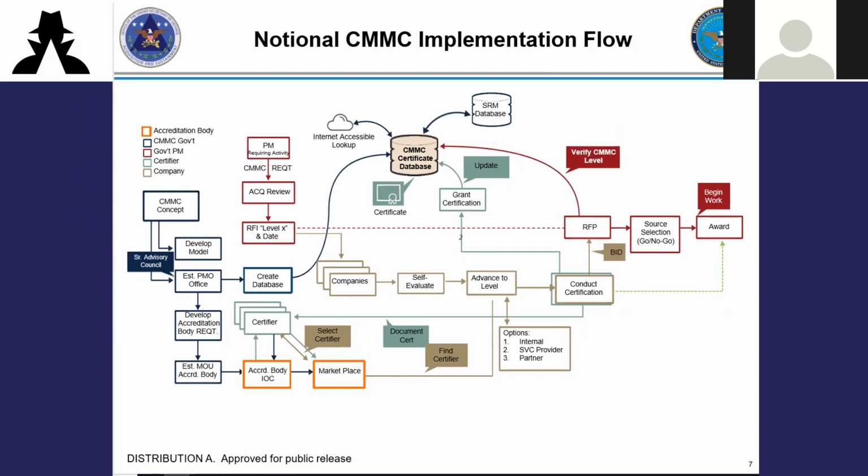The actual RFI dates are still to be determined to a certain extent. If you see down in the bottom left corner, it looks like they're going to have a marketplace for certifiers as their goal, where the company can select their auditing organization. Then the certifier conducts a certification, and then you get to bid on that RFP. There's the go, no-go selection and award. This is a pretty interesting slide, and hopefully they'll continue to flesh it out as we move forward.